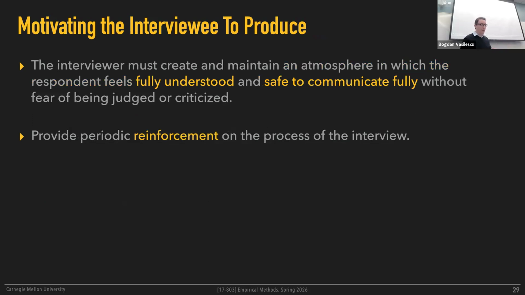Right. Create a safe atmosphere in which people feel like they're being listened to and understood, and they're safe to communicate fully. Don't judge or criticize your participants. Provide periodic reinforcement on the process of the interview. Reinforce to your participants that they're giving you useful information, that you're making good progress, you only have a few things to ask about, etc. So keep people motivated to continue providing you with information. It can be hard to talk to somebody for half an hour or an hour in great detail about anything, especially a stranger.